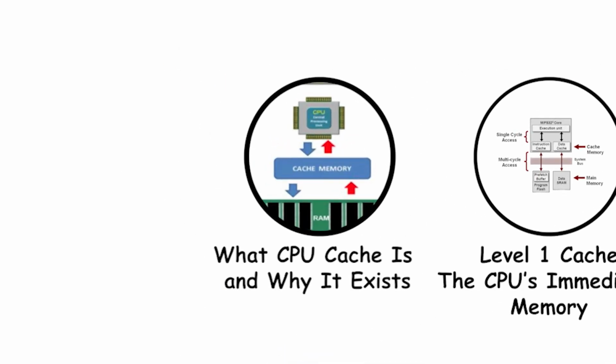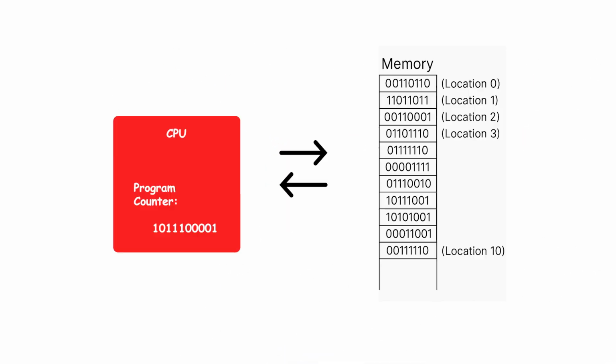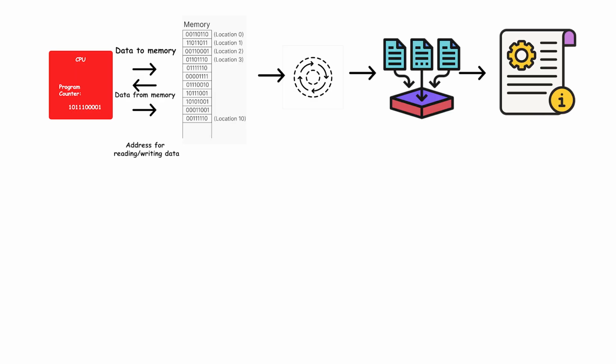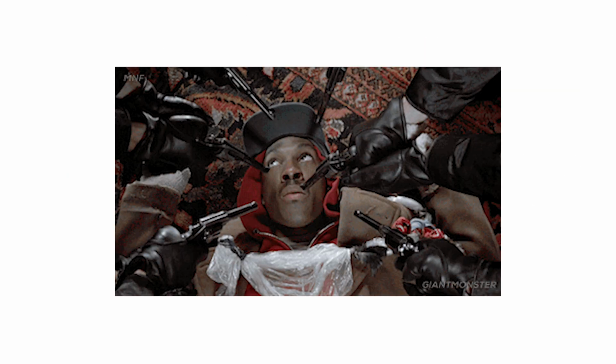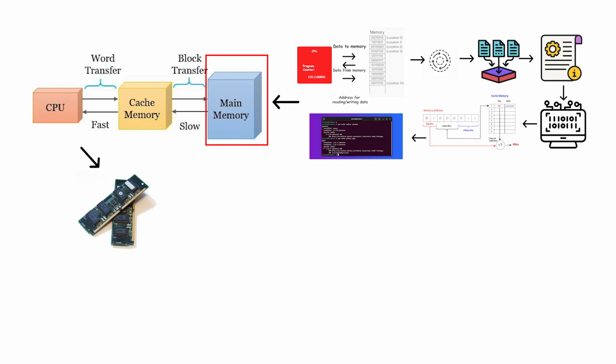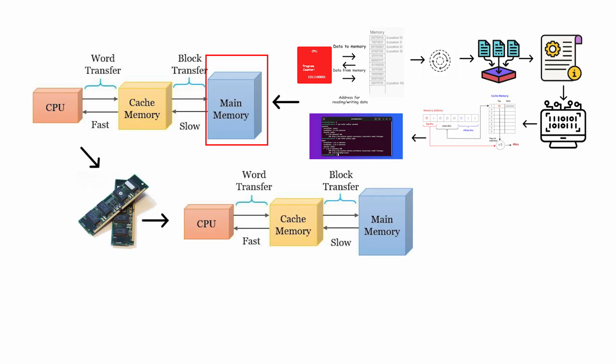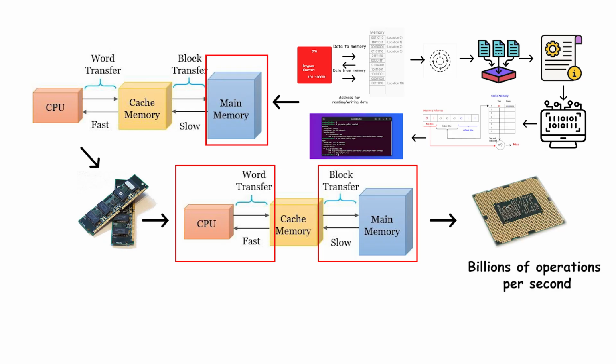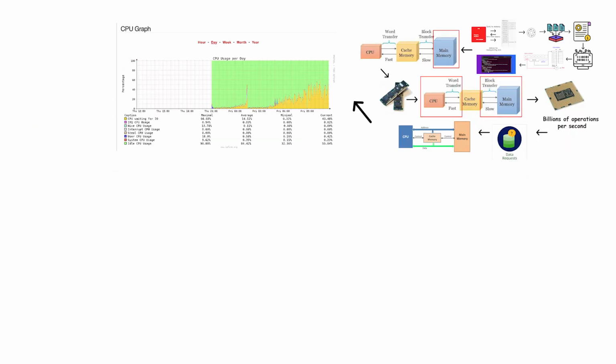What CPU cache is, and why it exists. When a CPU runs code, it constantly needs to fetch data and instructions, numbers, addresses, commands. But there's a problem. Main memory, or dynamic random access memory, is way too slow compared to the CPU itself. A modern processor can complete billions of operations per second, but when it asks for data from main memory, it has to wait hundreds of CPU cycles for that data to arrive.